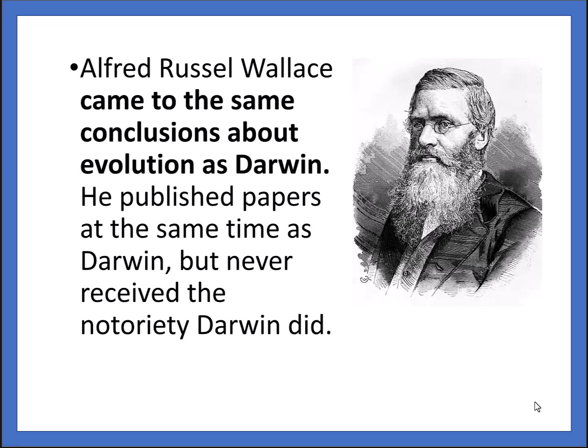Alfred Russel Wallace is another scientist that came to the same conclusions about evolution as Darwin. He published papers at the same time as Darwin, but never received the notoriety that Darwin did. So lots of scientists working on observations of the natural world at the same time, and Darwin used different aspects of those theories from each scientist to help create his theory of evolution.